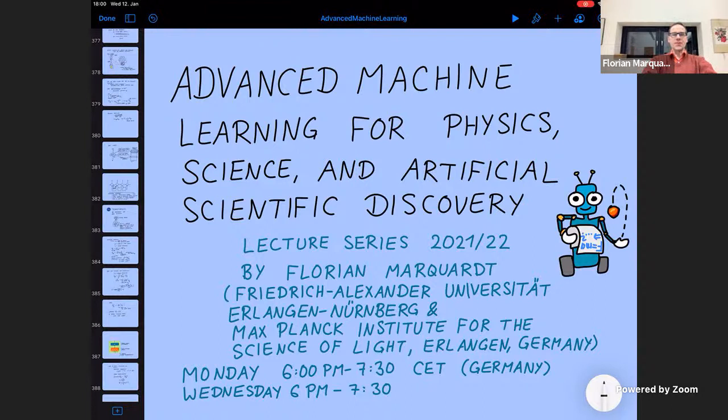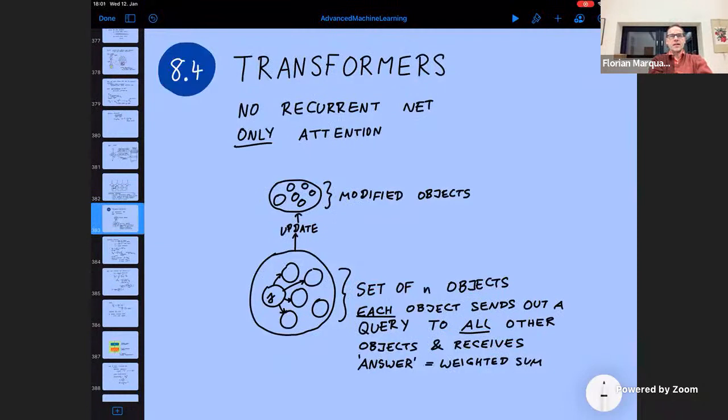Right now we are discussing one of the most interesting architectures in deep neural networks that have come up during the past few years only, and which is extremely successful. And that is the so-called transformer architecture, which is based on the attention mechanism that we have discussed already previously. So I want to start my recap by saying, how does a transformer work in principle?